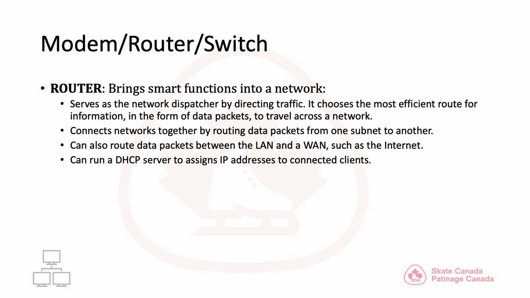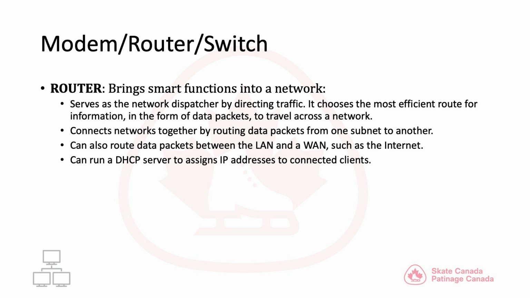Coming back to the router now. A router brings a lot of the smart functions into a network. It works as a dispatcher, directing traffic and choosing the most efficient route for information in the form of data packets to travel across a network. A router can also connect networks together by routing data packets from one to the other.